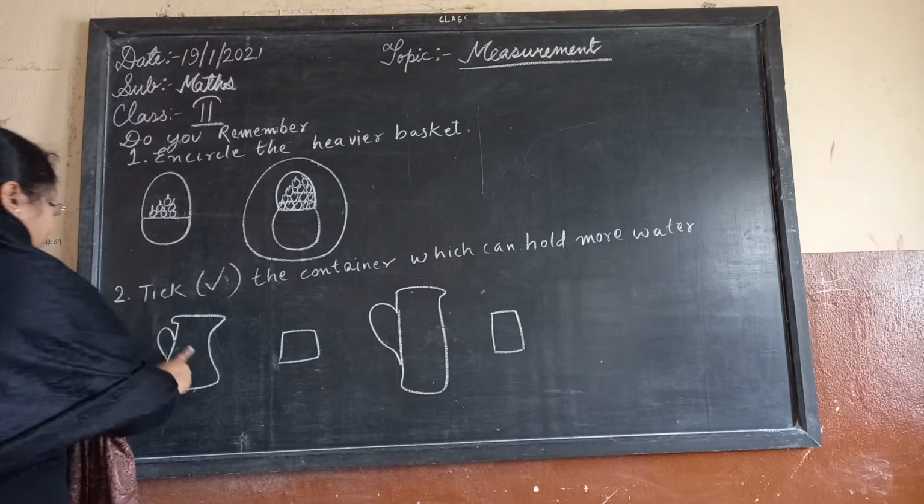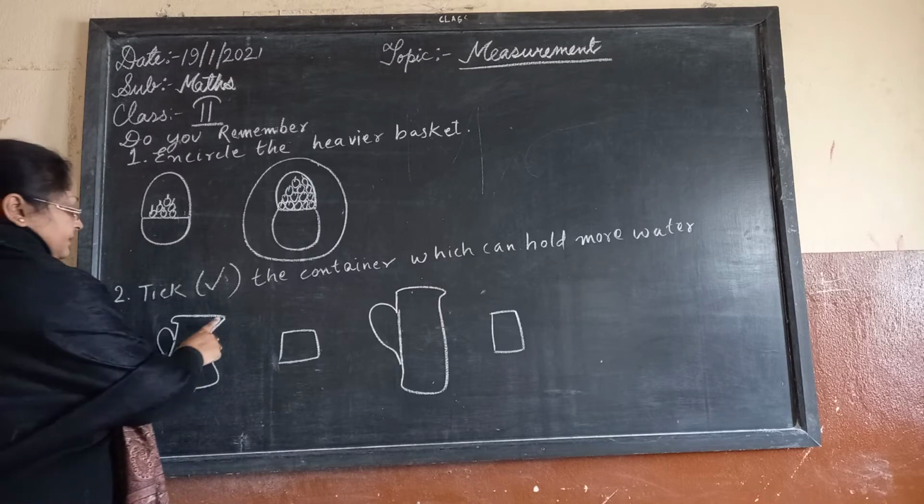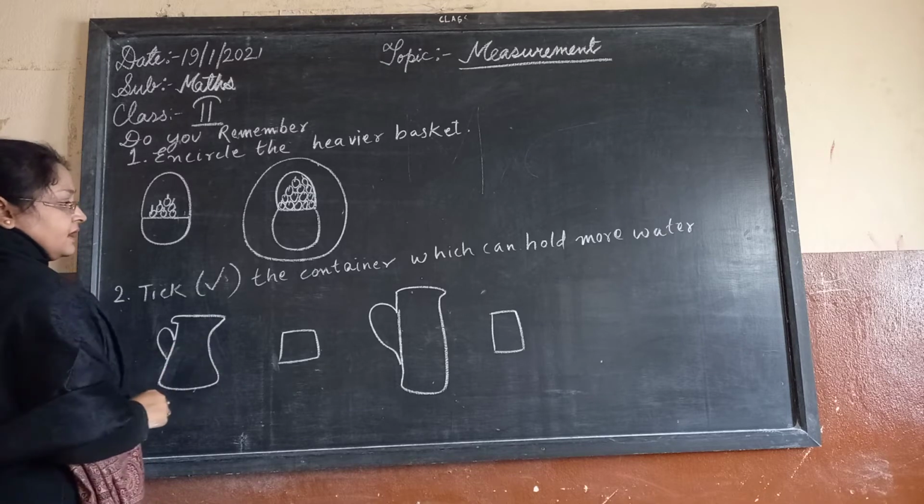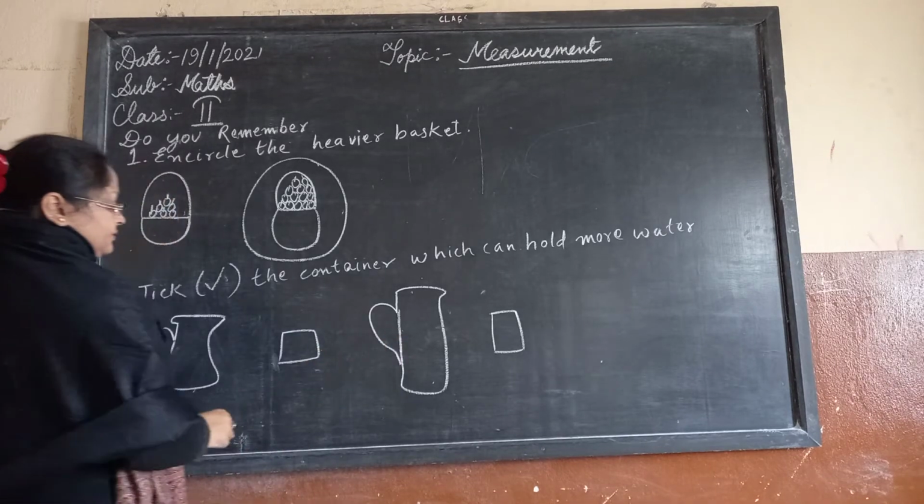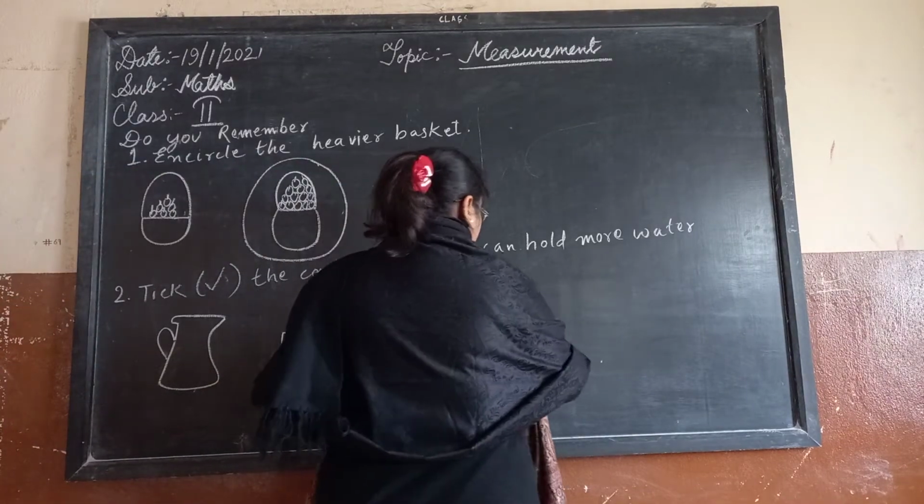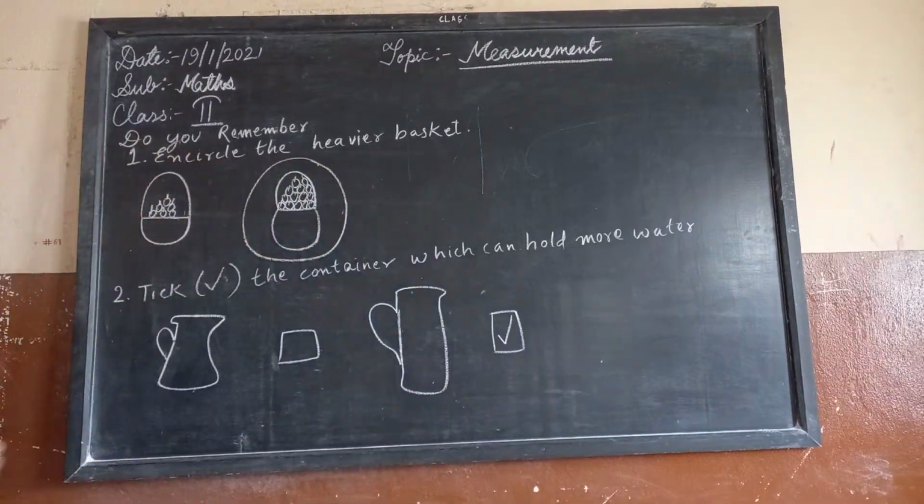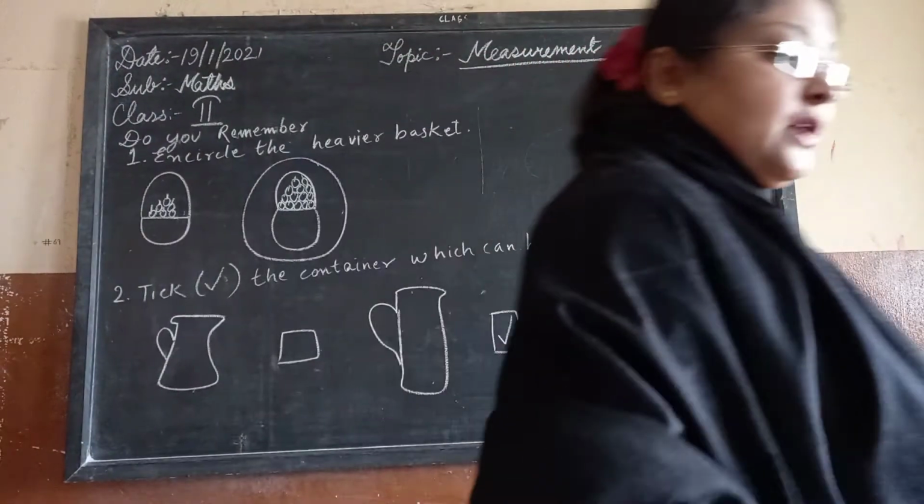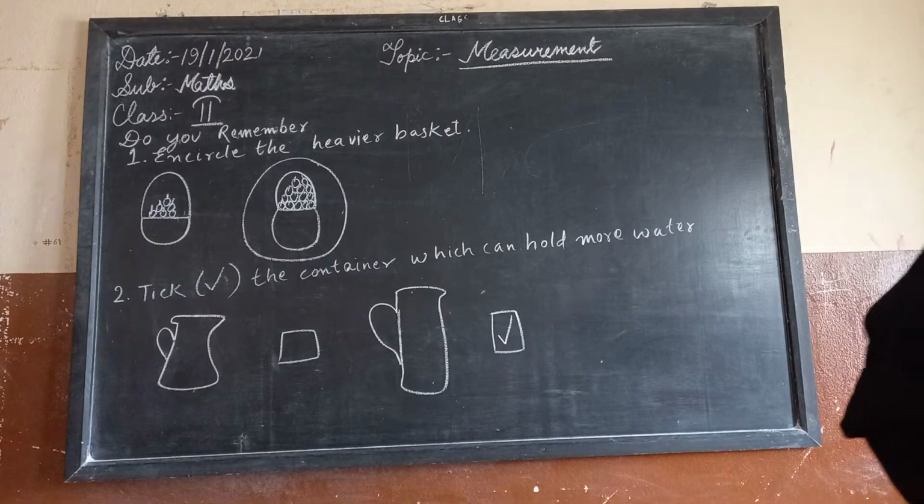Now tick the container which can hold more water. This one is a little bit sharper and narrower at the ends, and this one is not narrower. So which one will be holding more water? This one will hold more water. So tick this one. This is how we have to complete it.